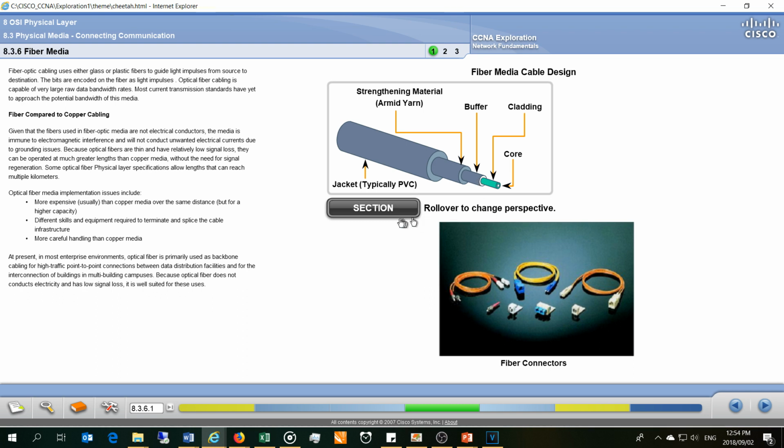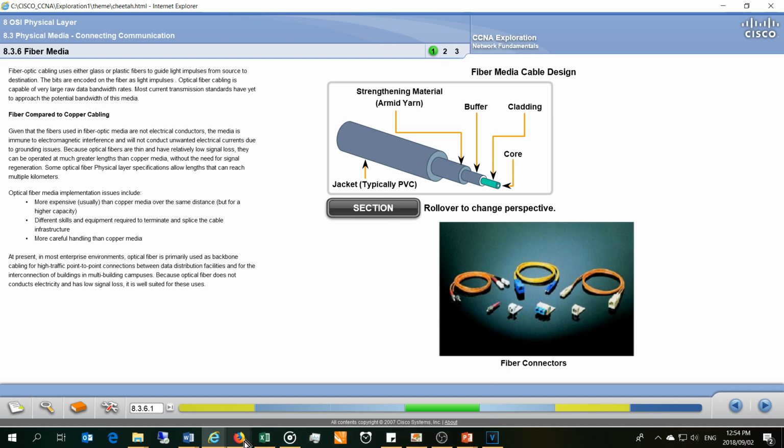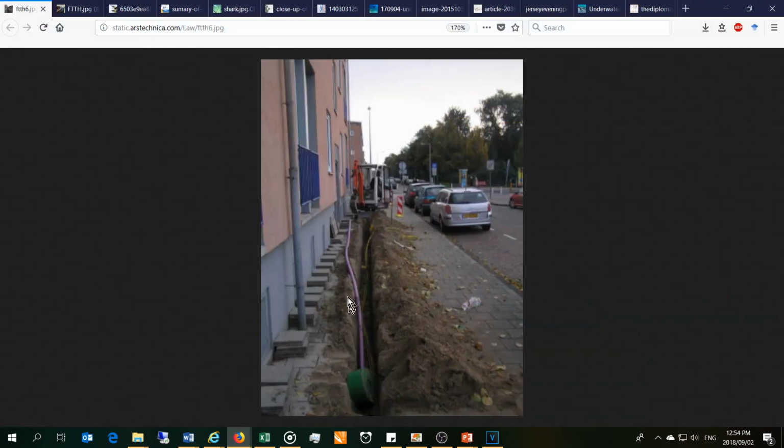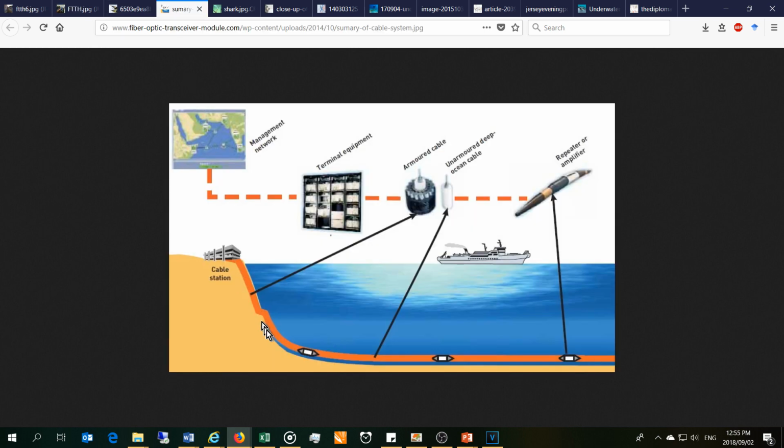Right, so if you have a look, you'll see there's the core, then the cladding, then the buffer, some sort of armor yarn, and then the jacket. Now, going back to the pictures that I showed you here, you see this is a fairly strong fiber cable, but nothing compared to the ones that we would see going under the sea.